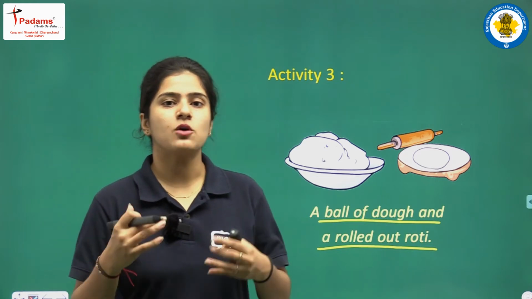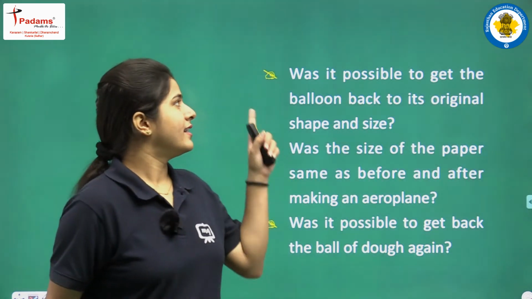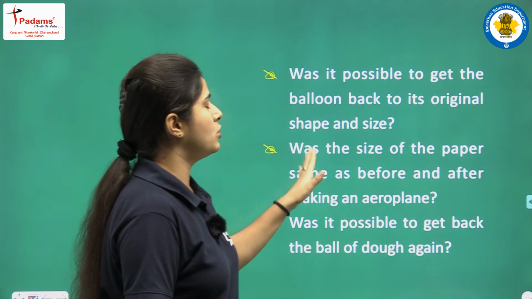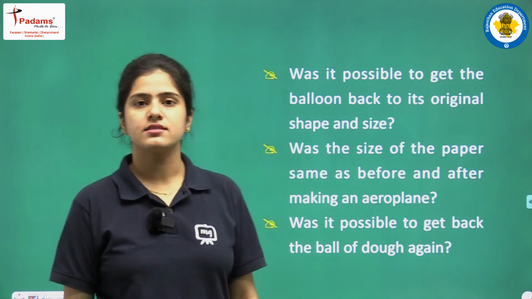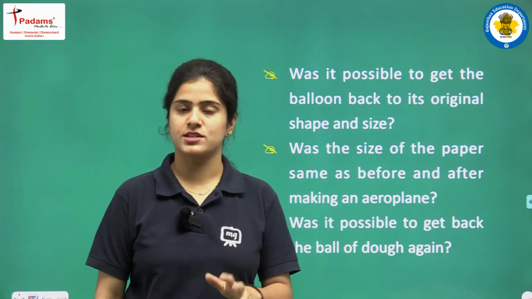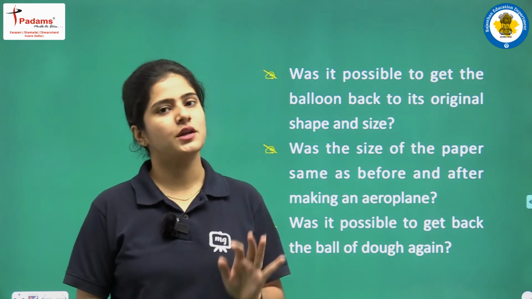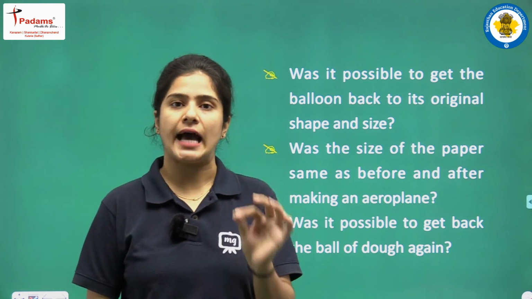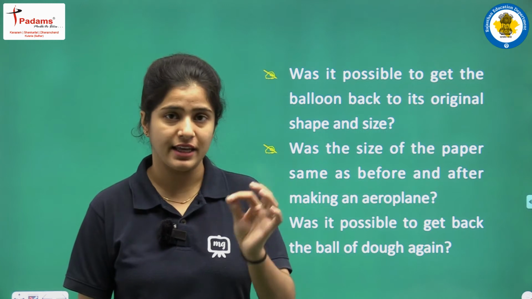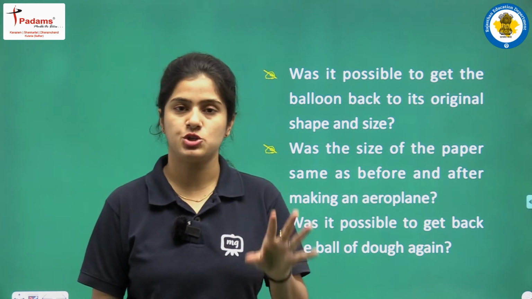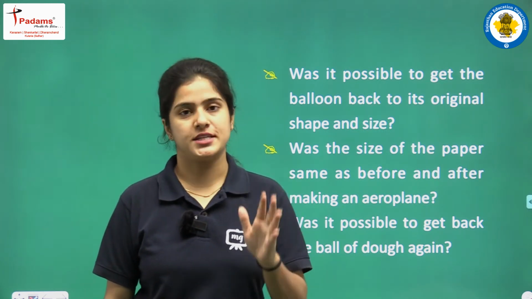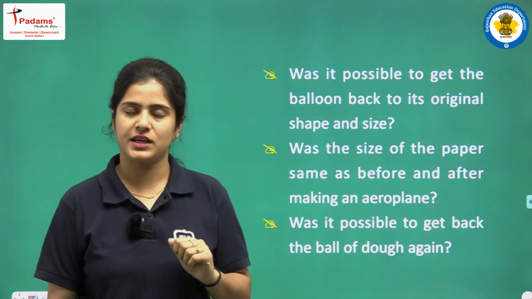So students, now just tell me, first thing, was it possible to get the balloon back to its original shape and size? Yes, students, it is possible to take the balloon back to its original shape because you haven't tied the balloon up, you haven't made any kind of physical or chemical change to the balloon, right, students? So it can be reversed back, okay, students?